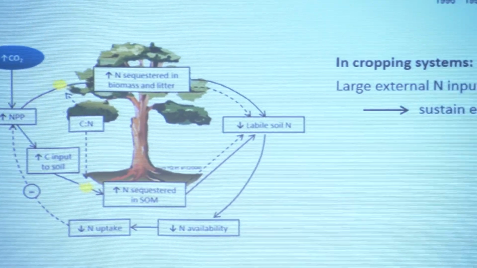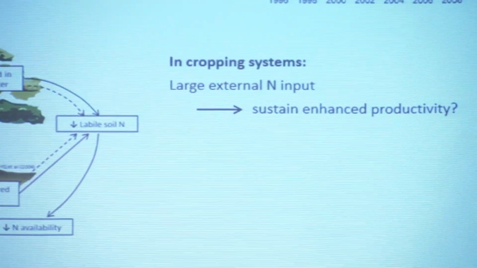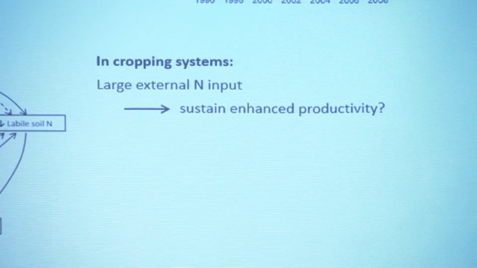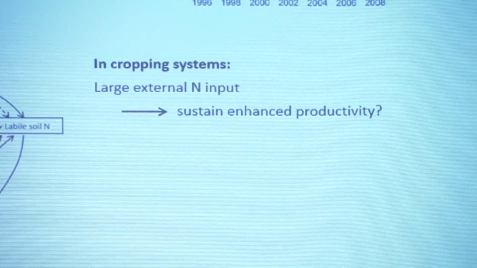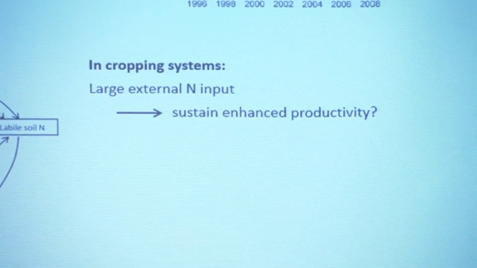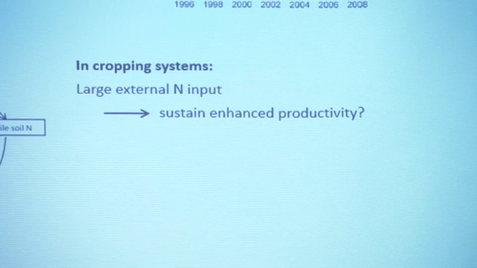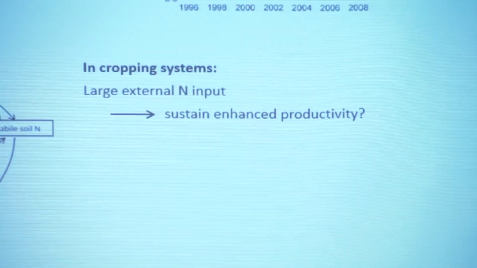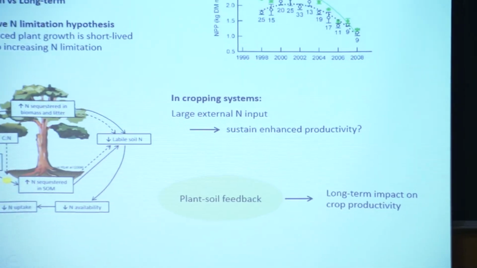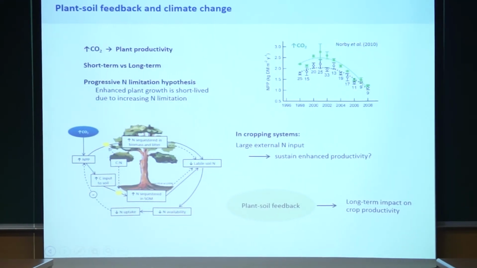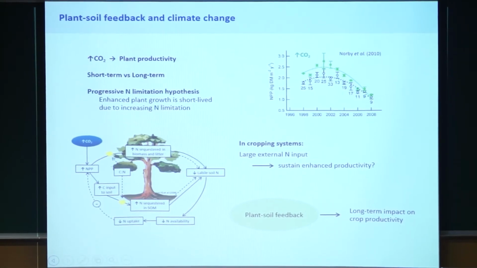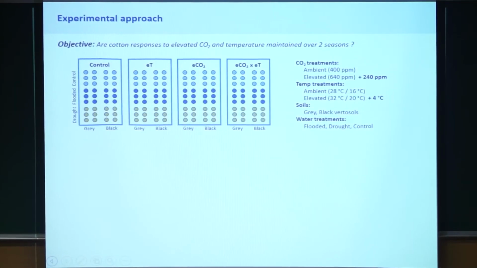Now the question is, that's nature, but then what happens in a cropping system? Can we overcome this progressive nitrogen limitation or limitation in resources? So there's a large external nitrogen input, and the question is, can we sustain productivity? In order to understand that, we have to look at plant soil feedbacks and their long-term impact on crop productivity.